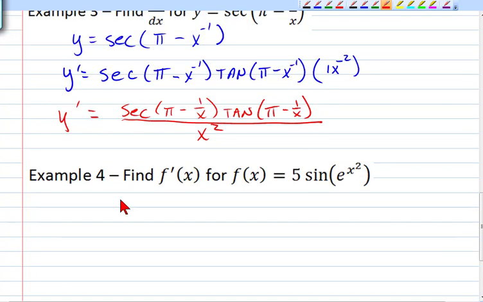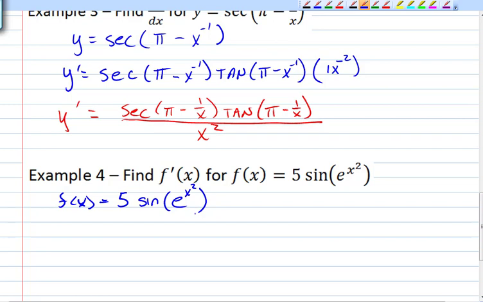Alright, example 4. Find the derivative for f of x equals 5 sine e to the x squared. F of x equals 5 times sine of e raised to a power of x squared. We have a function inside of a function inside of a function here. What is the outermost function?